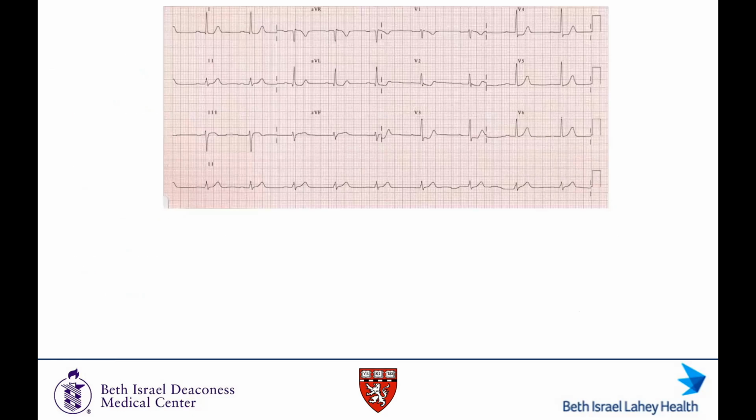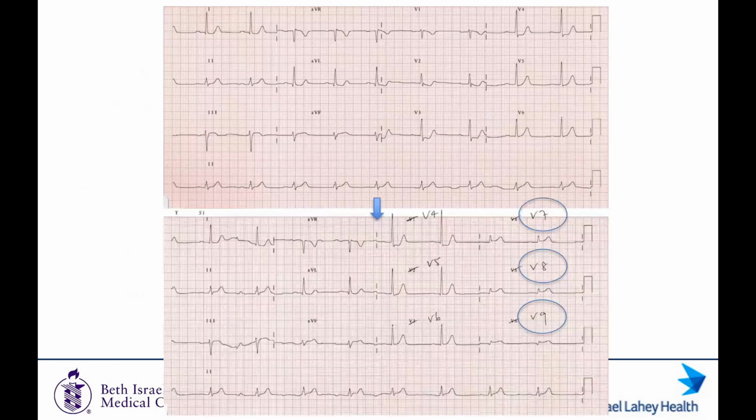We see some ST depressions in our precordial leads, but no really convincing ST elevations anywhere. So here are ST depressions. This is an example where the posterior leads were obtained, V7, V8, and V9, and we see ST elevations. So this is an example of a posterior infarct.